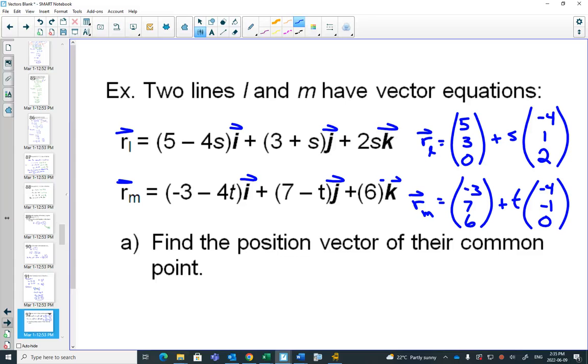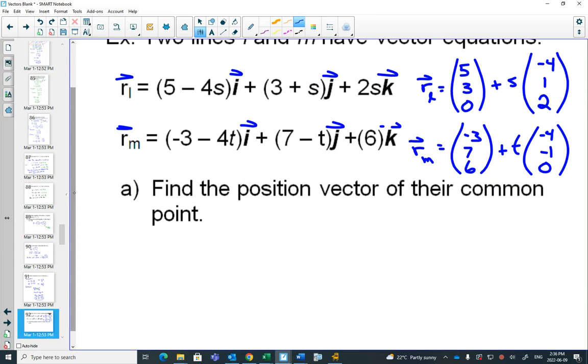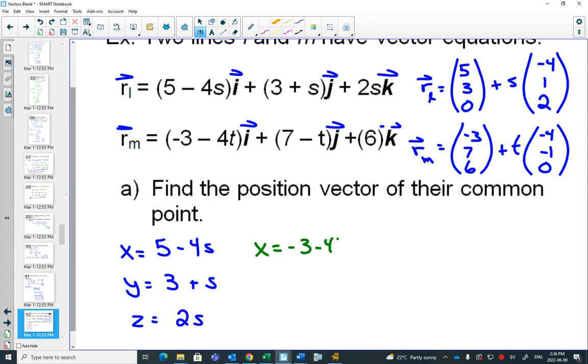Parametric equations for the first one are x is equal to 5 minus 4s, y is equal to 3 plus s, and z is equal to 2s. In our second one, we've got x is equal to negative 3 minus 4t, y is equal to 7 minus t, and z is equal to 6.